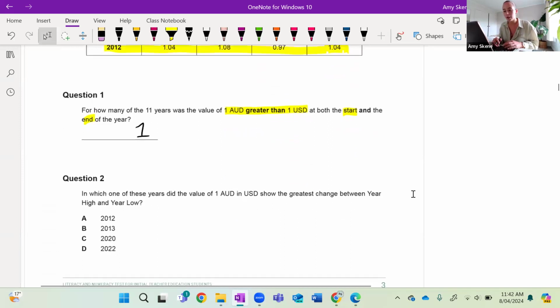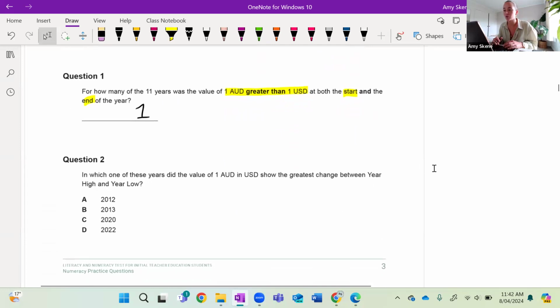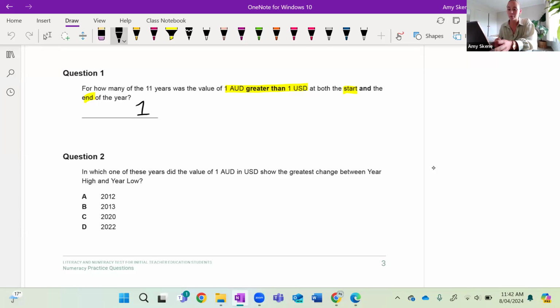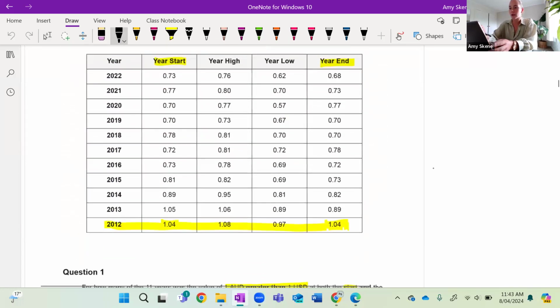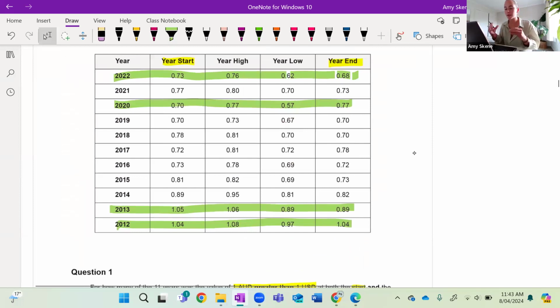Now, question 2, in which one of these years did the value of $1 Australian in US dollars show the greatest change between year high and year low? So we have 4 different options: 2012, 2013, 2020, and 2022. So I'm going to go up and look at these ones. Save your time. Make sure you look at those options A to D, not doing all of them.